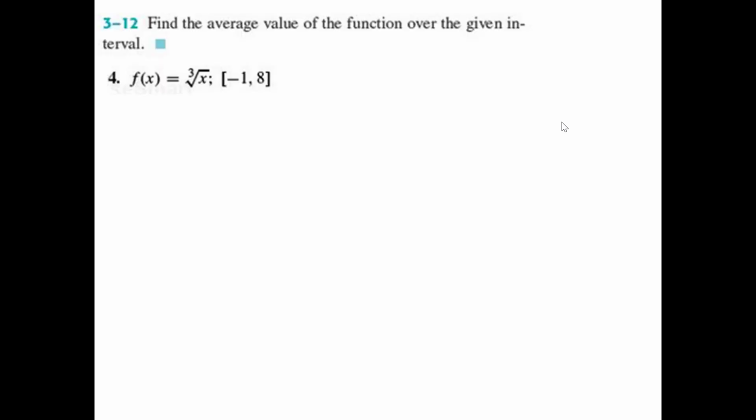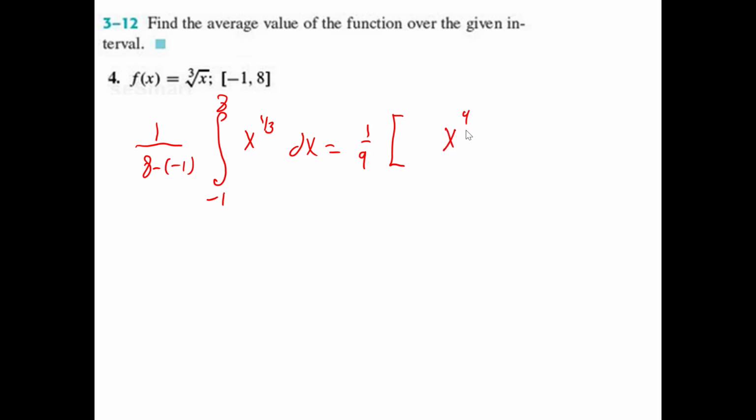So find the average value of the function over the given interval. All right, so this is then just 1 over b minus a, 8 minus negative 1, times the definite integral from negative 1 to 8 of the function, which we should rewrite as x to the 1/3 dx. So this is 1/9 times the antiderivative: add 1 to the exponent, 4/3, multiplied by the reciprocal 3/4, evaluated from negative 1 to 8.